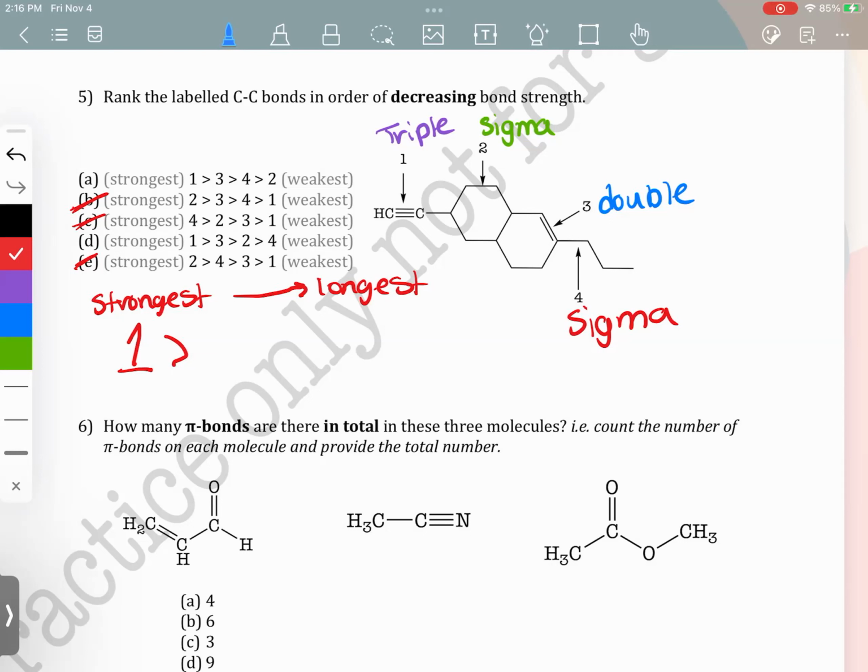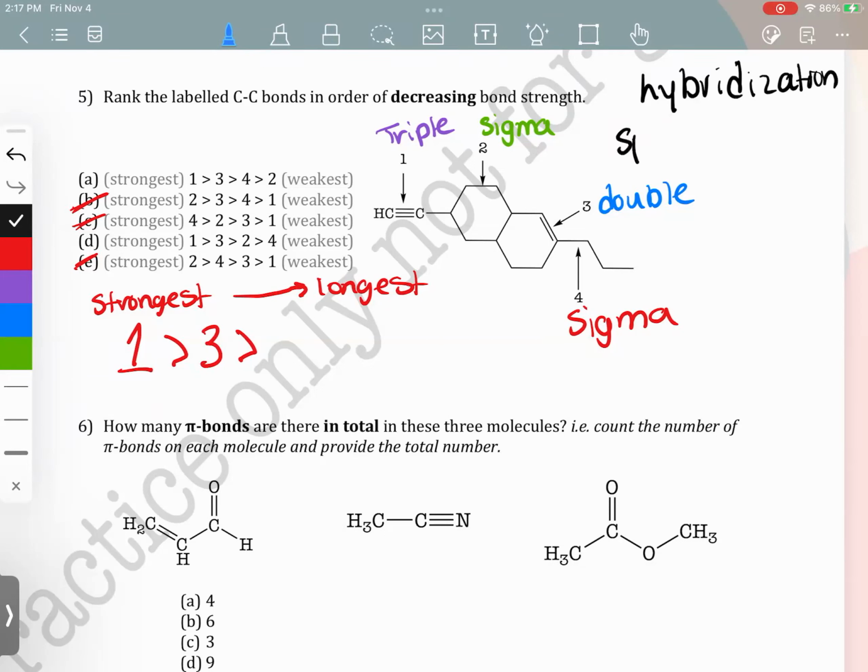It's the double bond, so it's 3. Right, 3 would come next because it's a double bond. Now you're between 2 and 4, 2 sigma bonds. But what do you think we have to pay attention to now to figure out which of these sigma bonds is the strongest? The hybridization. Right, hybridization.